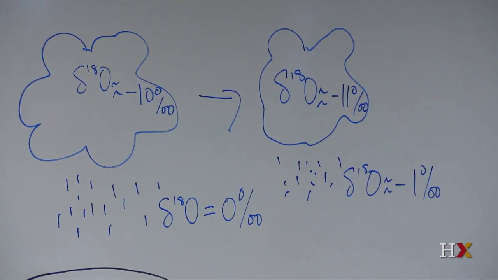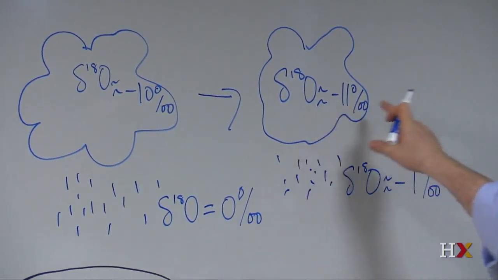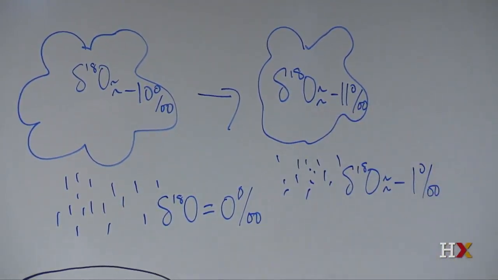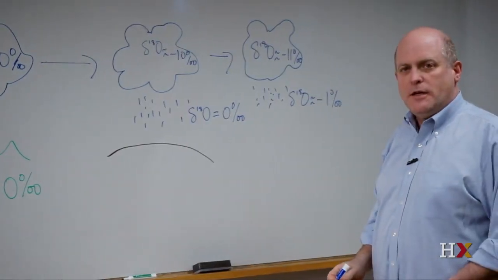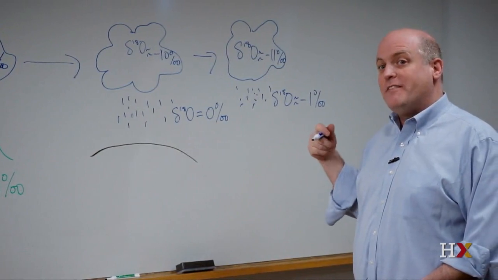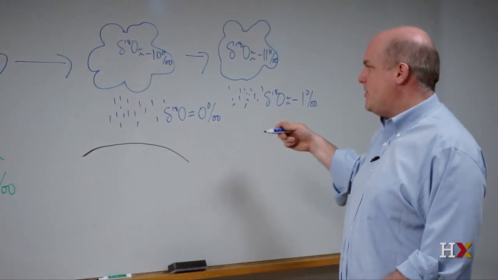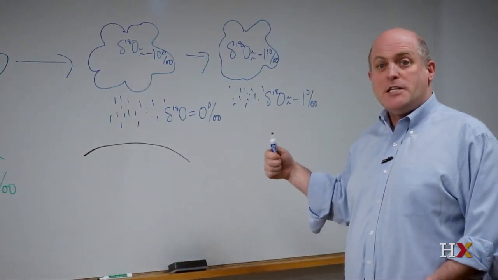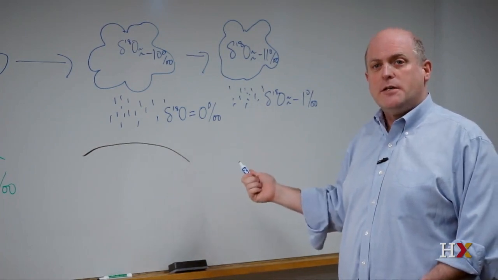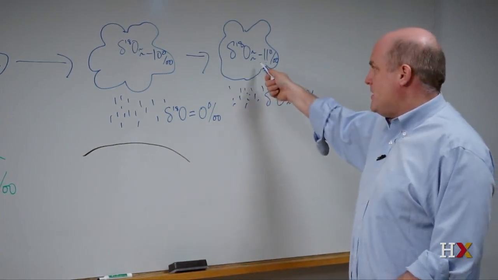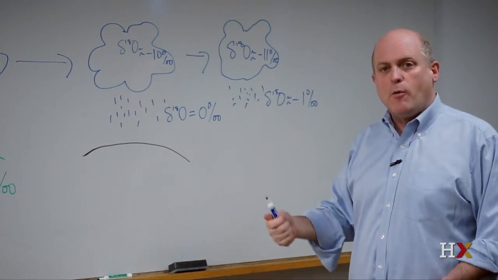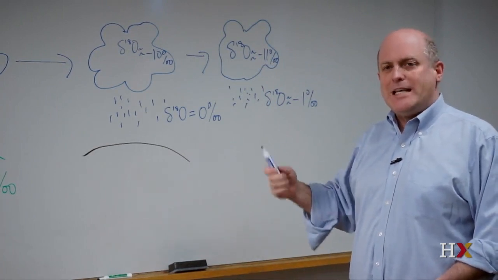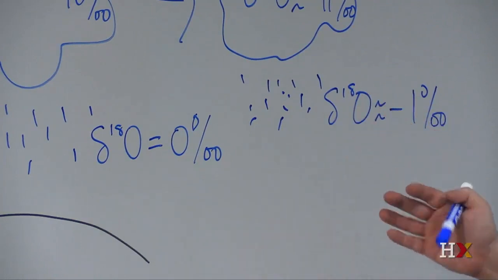And if you lost another 10%, the cloud would get lighter and lighter and lighter. We call this process Rayleigh distillation. And when the cloud starts losing a very large fraction, imagine that it's losing 90, 95, even 99% of the water in the cloud, what happens is that the delta O18 of the residual vapor in the cloud gets more and more depleted, and the delta O18 drops to more and more negative values.